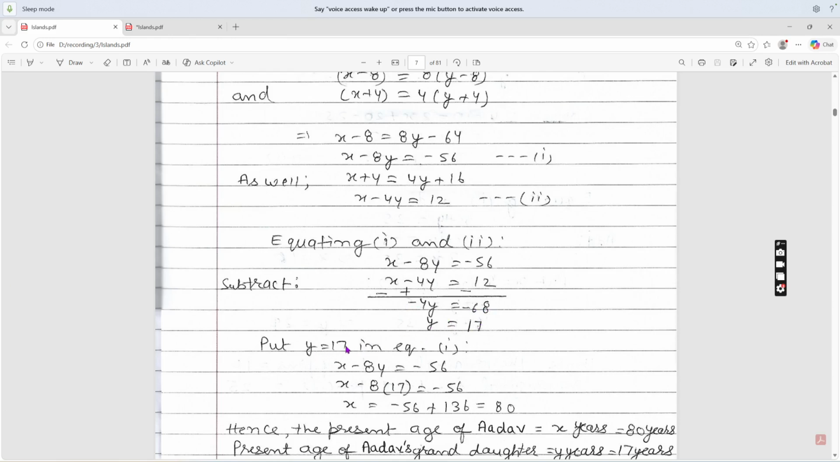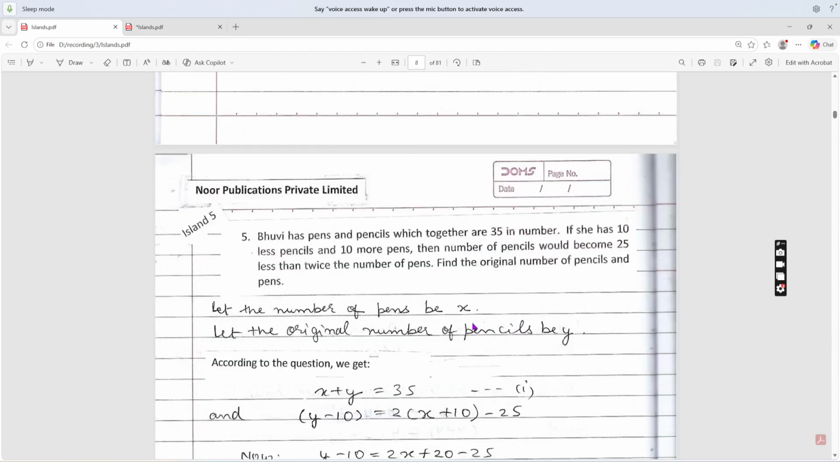Now we are going to put y is equal to 17 in the first equation. What is the first equation? That is x minus 8y is equal to minus 56. Here we are going to replace y by 17. So x minus 8 into 17 is equal to minus 56. It means x is equal to minus 56 plus 136. Why? Because 8 into 17 is 136 and it is minus 136. So when minus 136 is shifted from LHS to RHS, we get plus 136. So now we are going to add both of these two. We are getting 80. Hence the present age of Yadav, which is x years, would be 80 years. The present age of Yadav's granddaughter is y years, which is 17 from here. So the answer is done. Okay, next.